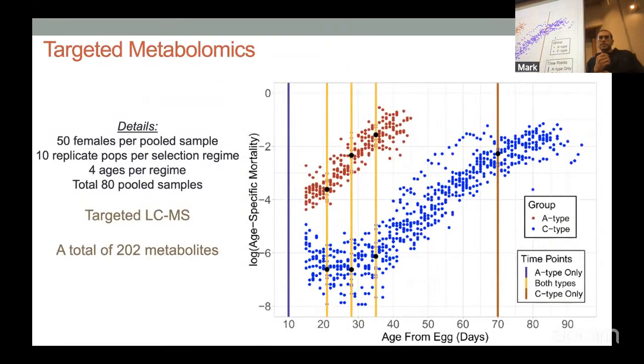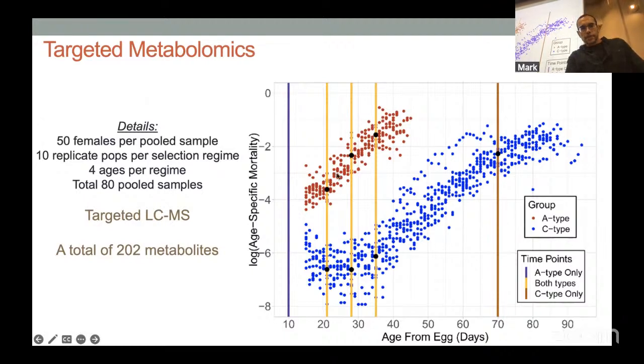So here we decided we're going to sample a bunch of different ages in these A and C type populations and then characterize the metabolome at those different ages. So we have this trajectory of how the metabolome shifts over time in these populations. We tried to calibrate our sampling ages based on getting overlapping chronological age, but also calibrating a little to the mortality patterns in these populations.